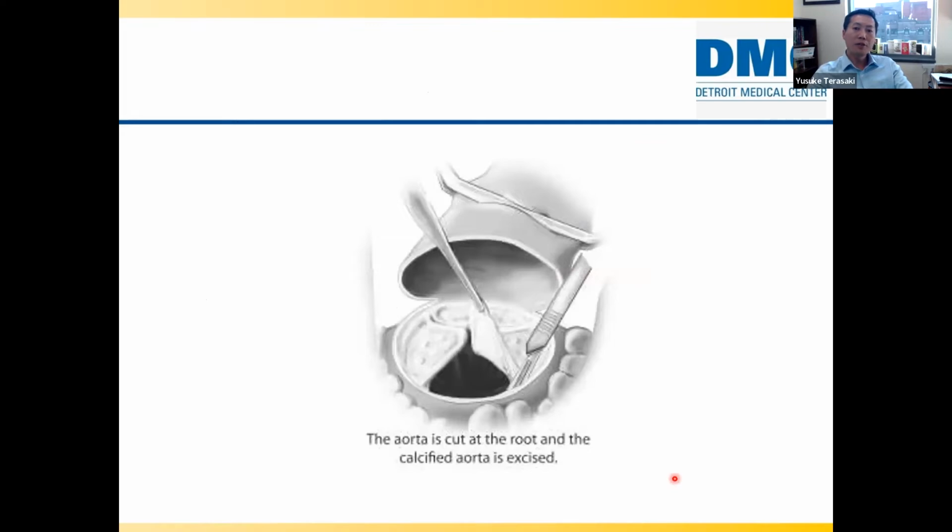And again, this is not really an issue for surgeons because we take out the valve leaflets anyways. So the only thing that we may have to do a little differently would be to maybe rotate the prosthetic valve a little bit so that the post of the bioprosthetic valve does not interfere with the coronary orifices.